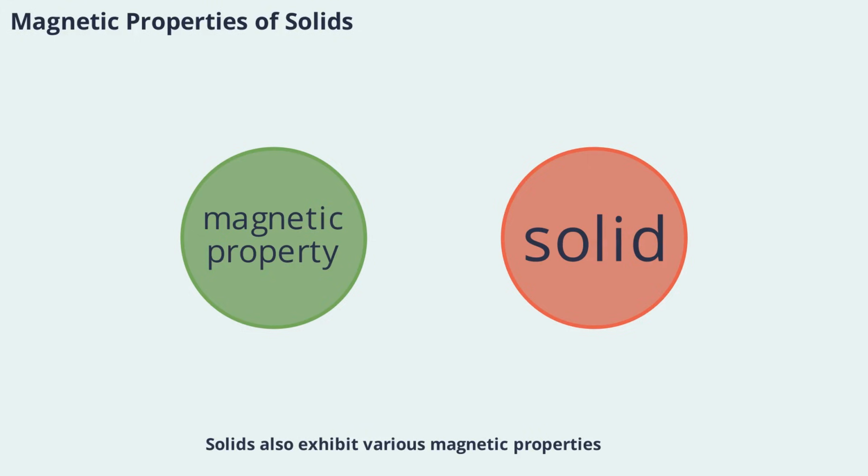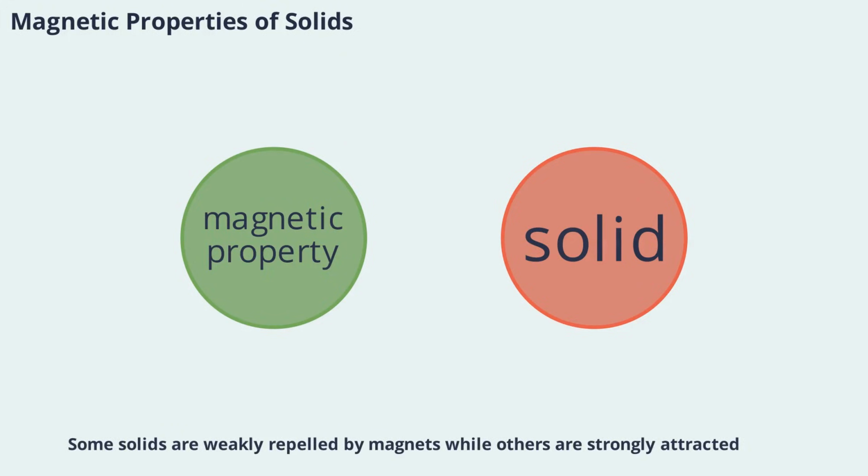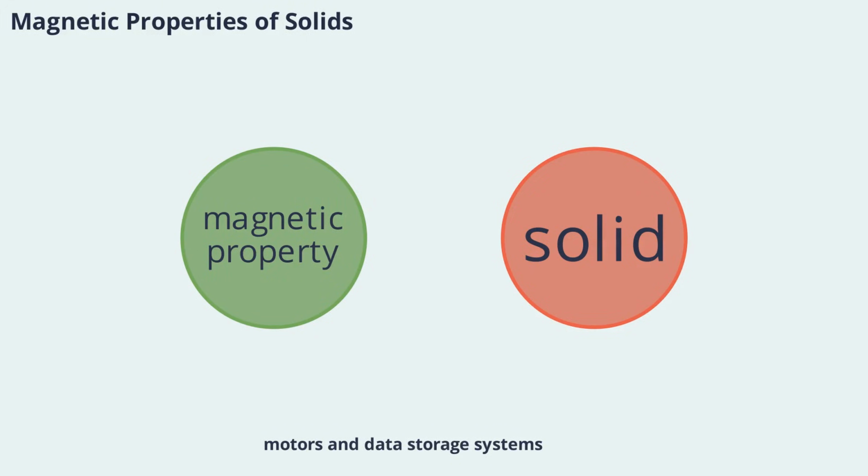Solids also exhibit various magnetic properties based on the arrangement of their electrons. These properties determine how a material responds to a magnetic field. Some solids are weakly repelled by magnets, while others are strongly attracted. The study of magnetic properties is important for designing electronic devices, motors, and data storage systems.